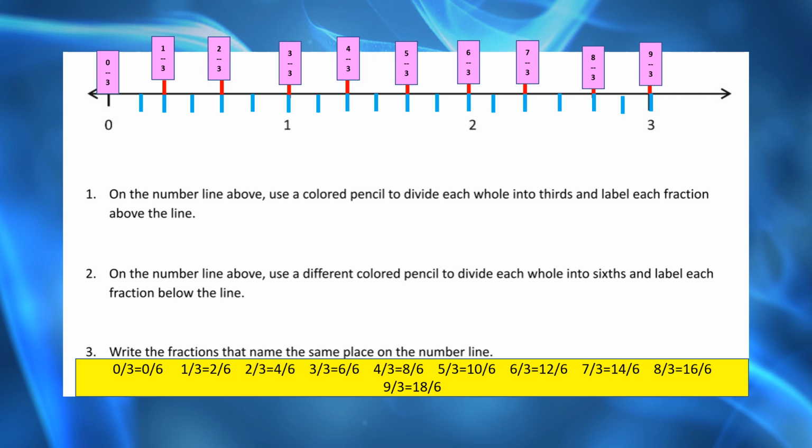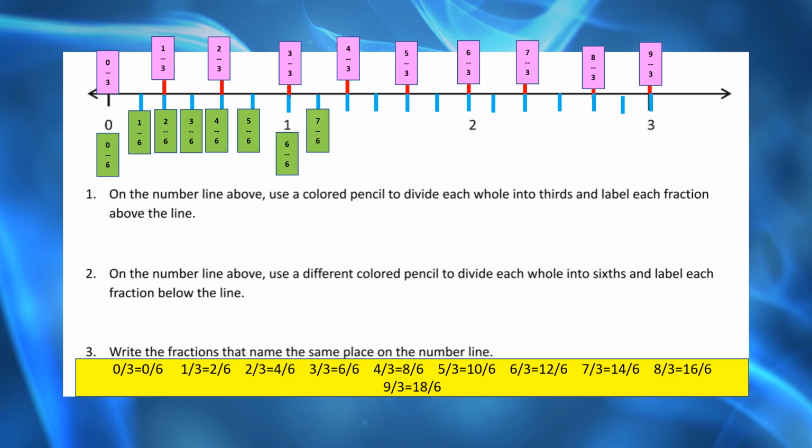So we're going to start by writing 0/6 under the number 0. And we're counting up. So the first line is 1/6. The second line is 2/6. The third line is 3/6. The fourth line is 4/6. The fifth line is 5/6. The sixth line is 6/6. The seventh line is 7/6. The eighth line is 8/6.